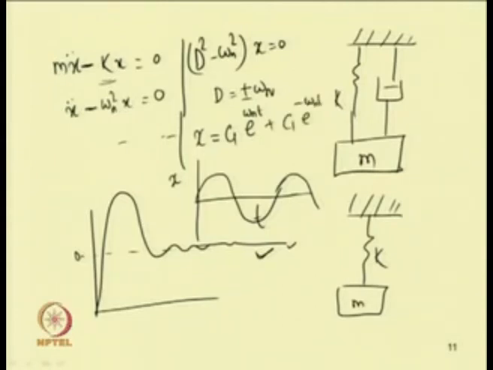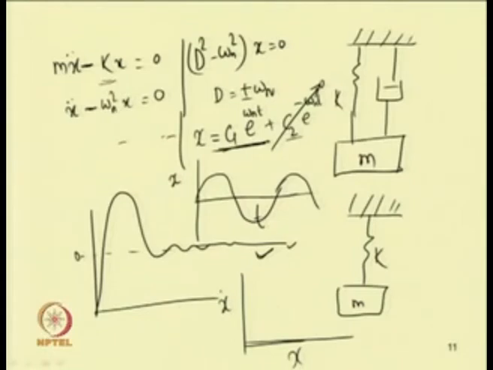In this case, this part, that is C 2 e to the power minus omega n t, with t tends to infinity, tends to 0, but this part, that is C 1 e to the power omega n t, with increase in t, the response will grow exponentially. So, if one plots the phase portrait in this case, that means if you plot x versus the x dot term.